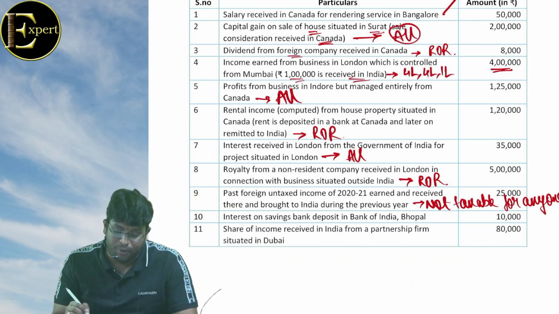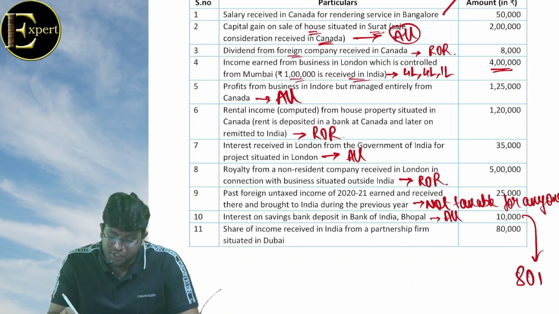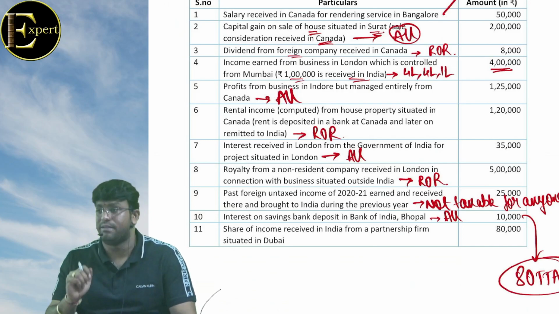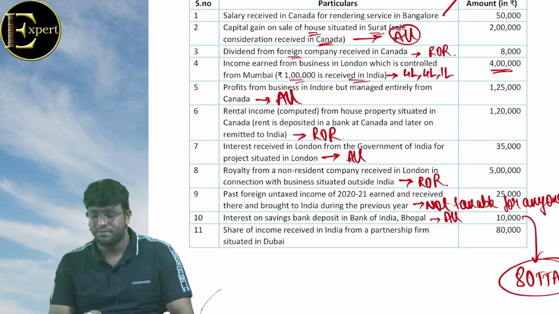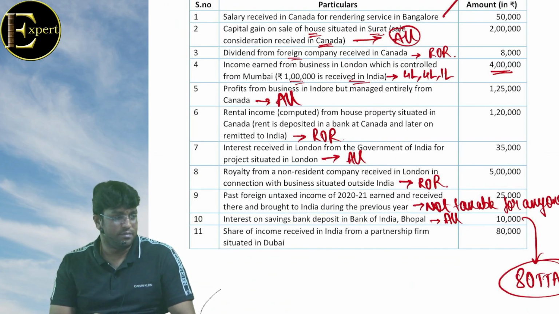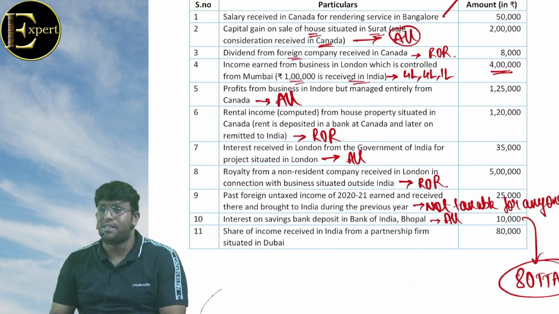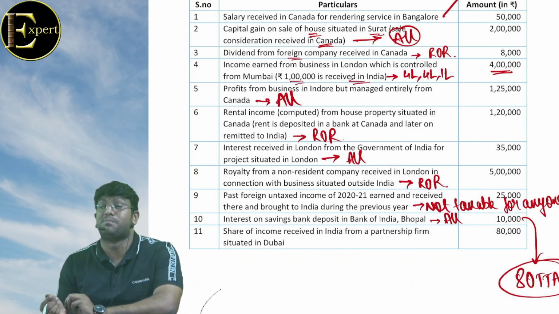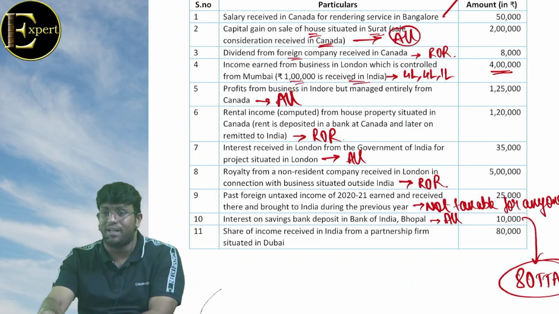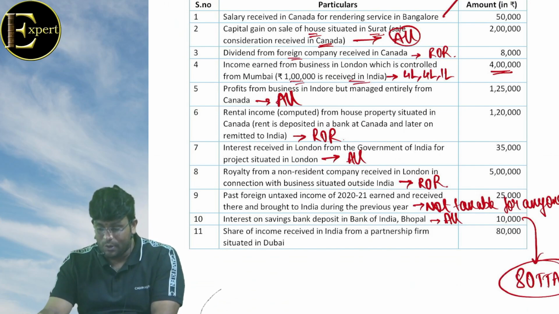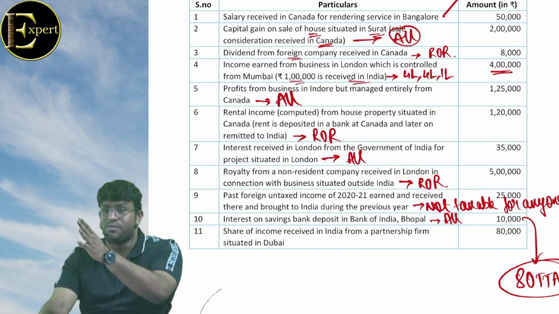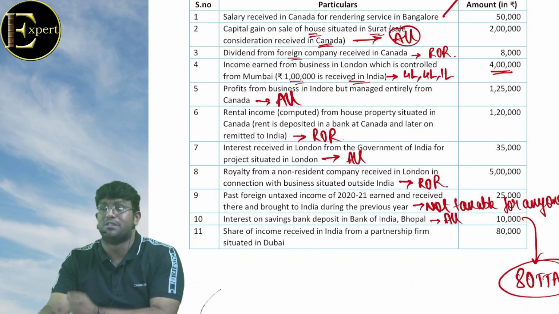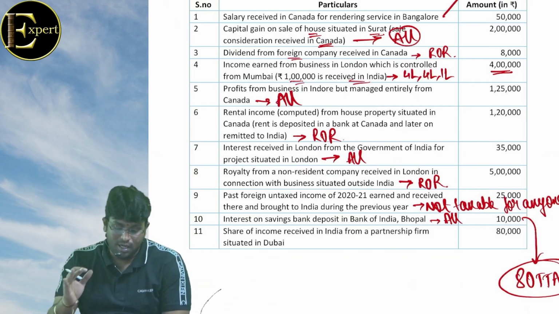Next point. Interest on savings bank deposit in Bhopal taxable for all. But सबके लिए हम deduction लेंगे 80 TTA, assuming non-senior citizen. Senior है तो 80 TTB. Please keep in mind that 80 TTA is only for non-senior and only for savings bank interest. In the question if they tell interest on deposit, don't assume savings bank. Just the deposit means fixed deposit. They must tell the word savings bank. समझ रहे क्या?